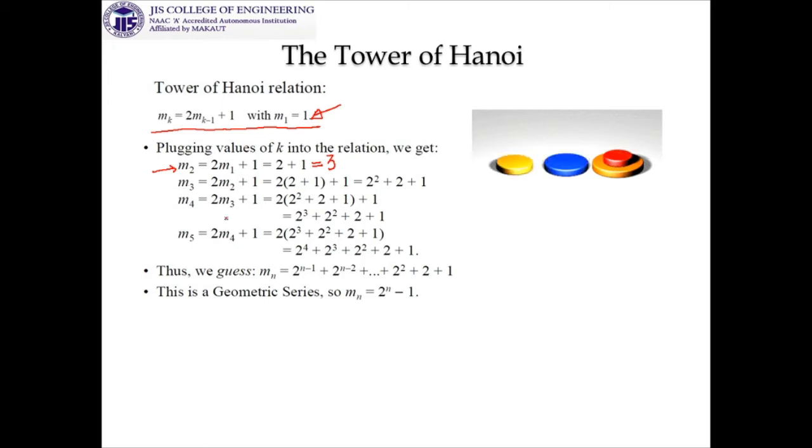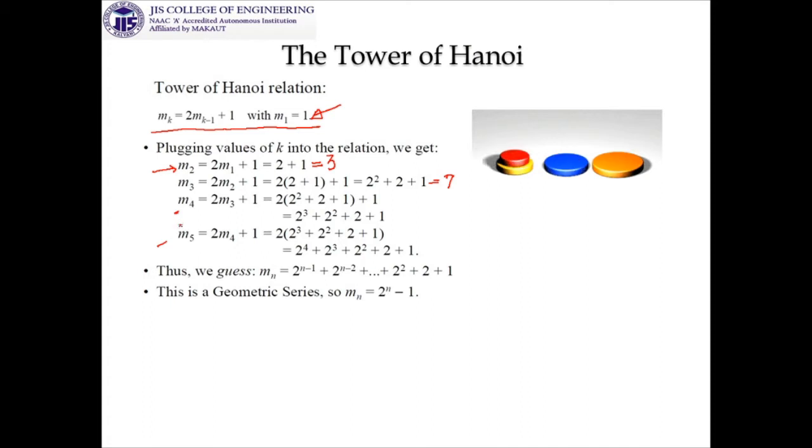Now m_3 is 2 times m_2 plus 1, that is 2 times 3 plus 1, which is 2 to the power 2 plus 2 plus 1, what is the value? 7. In this way, look at this, what you are getting from your observation for very small numbers, they are matching here. Now m_4 is calculated, m_5 is calculated.